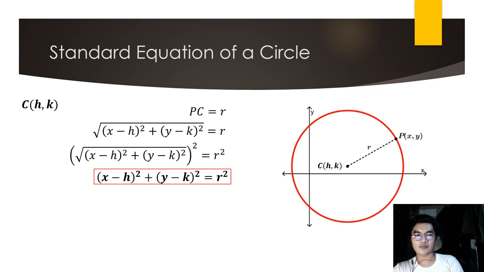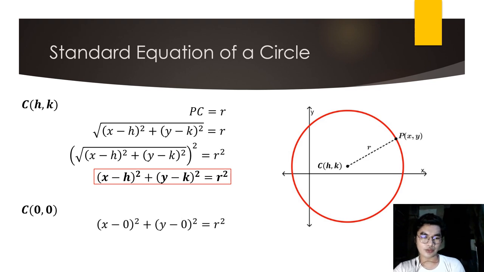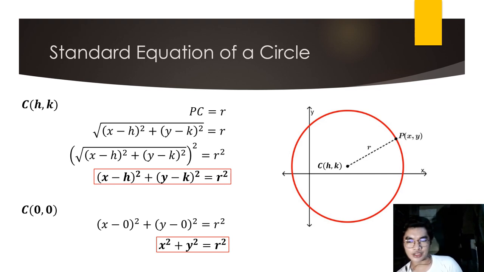So what if we have the center (0, 0)? Just simply substitute h as 0 and k as 0 in this equation. So we have the square of x minus 0 plus the square of y minus 0 equals r squared. Let us simplify x minus 0. So we have x squared plus y squared equals r squared. This is the standard equation of a circle having the center (0, 0).